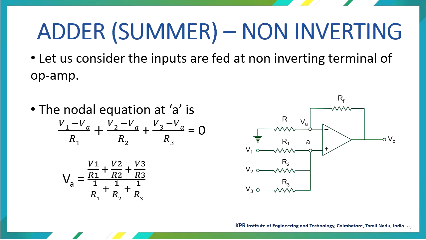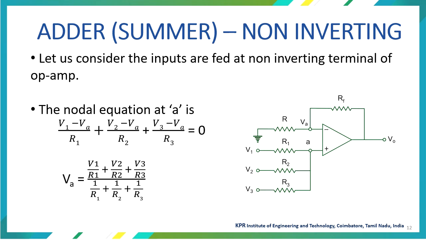Now let us move on to the adder summer circuit connected in the non-inverting mode of configuration. Let us consider all our inputs are fed into the non-inverting terminal through the sources V1, V2 and V3. The corresponding resistances are R1, R2 and R3. At the same time, your inverting terminal is connected to the ground through the resistance R, and you have the feedback resistance of Rf. Now let us consider the analysis of the non-inverting mode of the adder circuit.